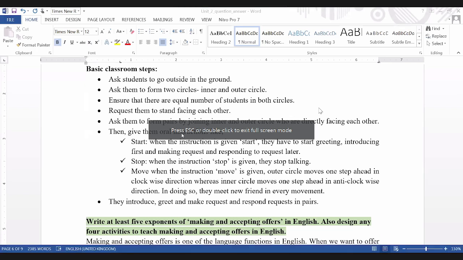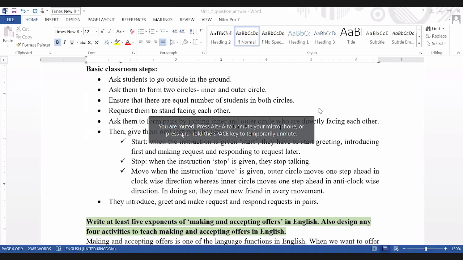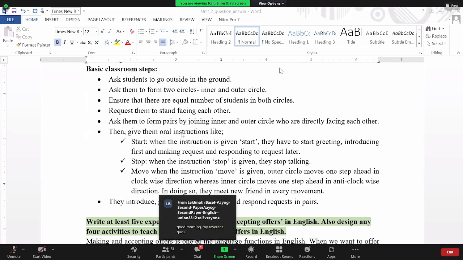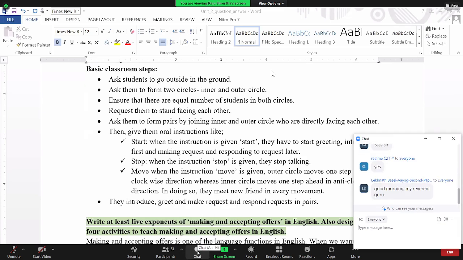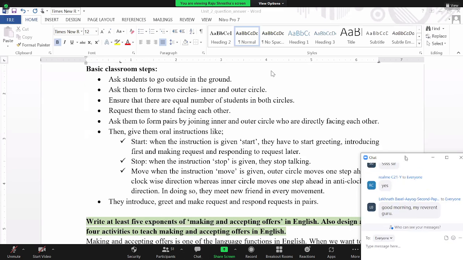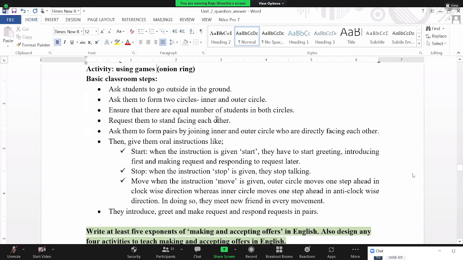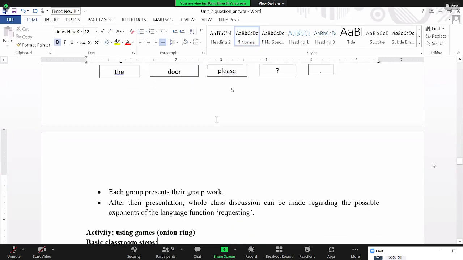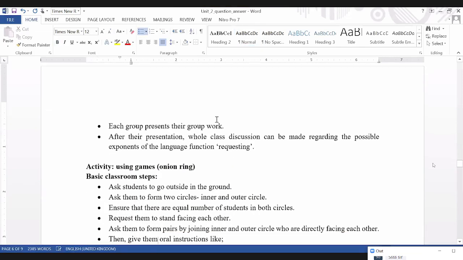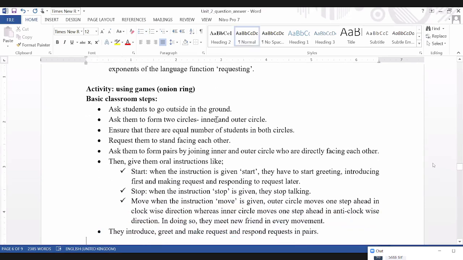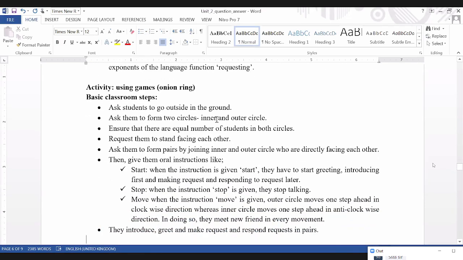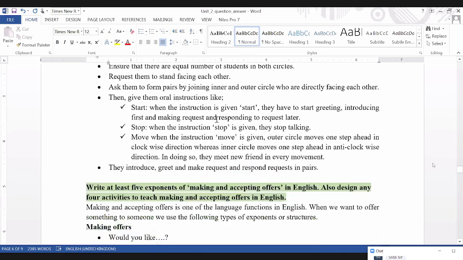Okay. Good morning, everyone. In our last class, we discussed teaching language functions. We discussed some activities. And today I have one possible answer to one question on teaching offers.